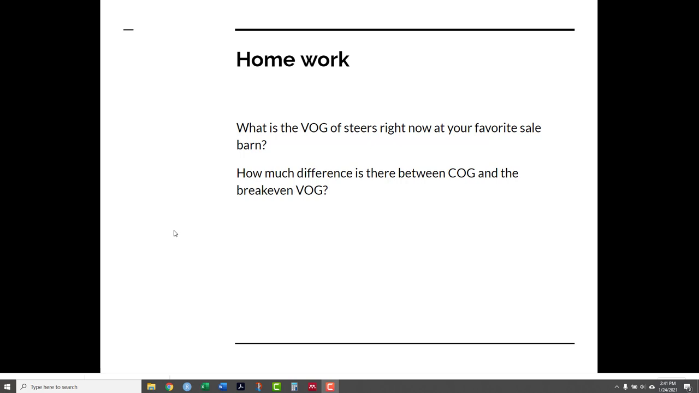You can look at different weights of steers. You can look at steers versus heifers, all those kind of things, right?